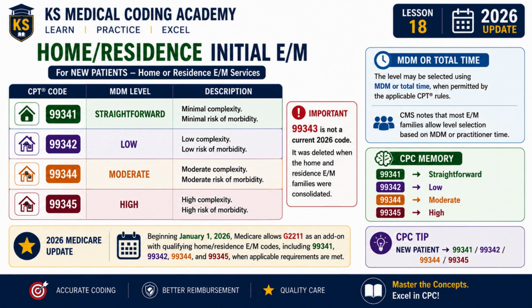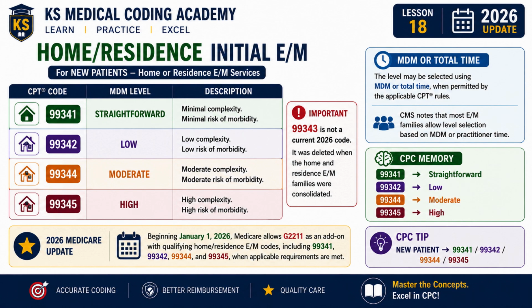Now let's review initial home or residence E/M services for new patients. The current code family includes 99341, 99342, 99344, and 99345. 99341 represents straightforward MDM, 99342 represents low MDM, 99344 represents moderate MDM, and 99345 represents high MDM.